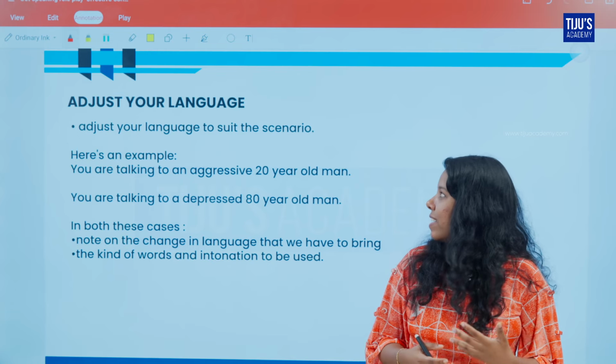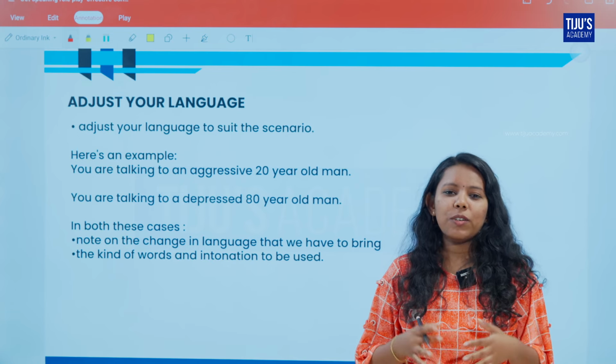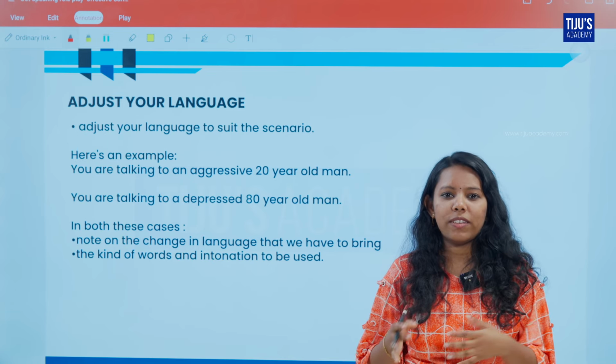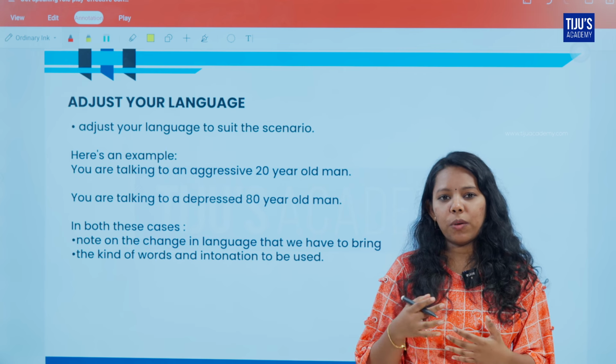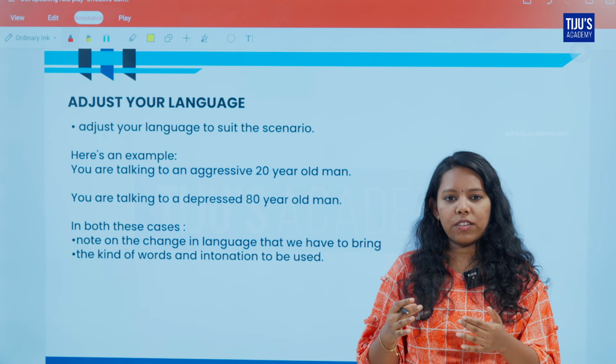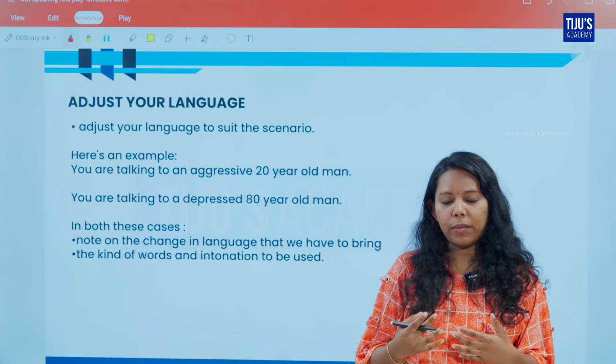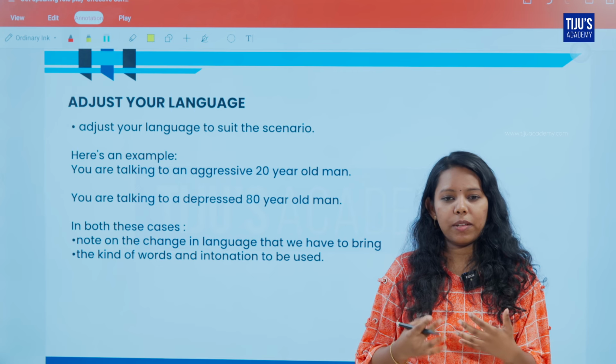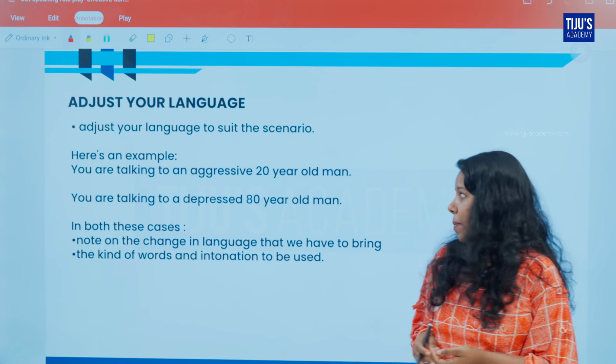Next is adjust your language. So you need to adjust your language based on the scenario. Scenario role play card വായിച്ചിട്ട് അതനുസരിച്ചിട്ടുള്ള ഒരു ടൈപ്പ് ഓഫ് രീതിയിൽ വേണം നമ്മൾ സംസാരിക്കാൻ. Let me give an example.